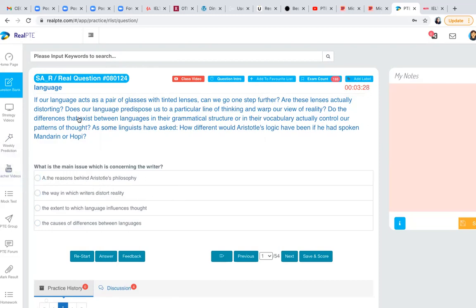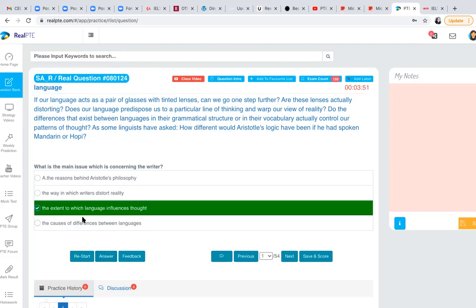So what's the primary issue which is concerning the writer? He's asking about the extent to which language influences thoughts. In other words, if a person is expressing himself, now I'm talking English, if I were to talk Mandarin or a different language, would my thoughts vary? That is the primary issue which is concerning the writer.